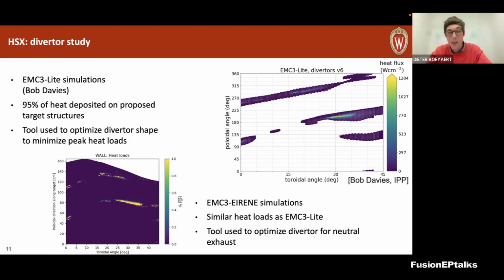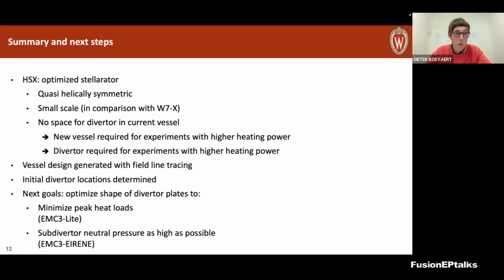So that's just the first glimpse of this study that I wanted to share with you. With that, I come to my summary of what I have presented to you today and the next steps on which we are working. I presented to you that HSX is an optimized stellarator, more precisely a quasi-helically symmetric optimized stellarator. It is small scale in comparison with W7-X.